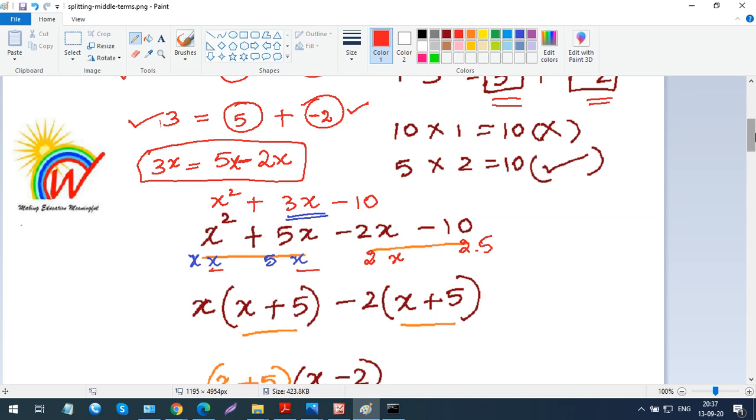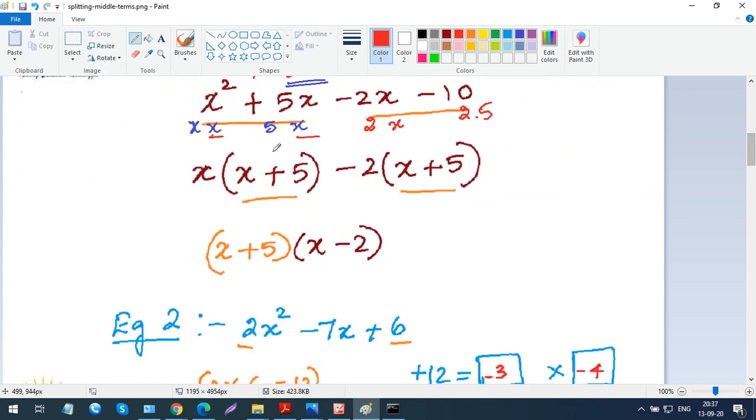So now you come down. x plus 5 and x plus 5, the same term is there in both, so you can just write it once, x plus 5. And what is left? From here you are left with x, from here you are left with minus 2. So x minus 2 is the other term. So this is the answer. Now we'll look at the second example.